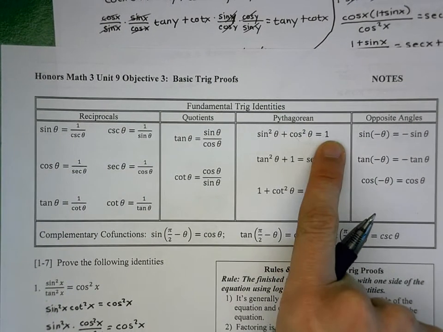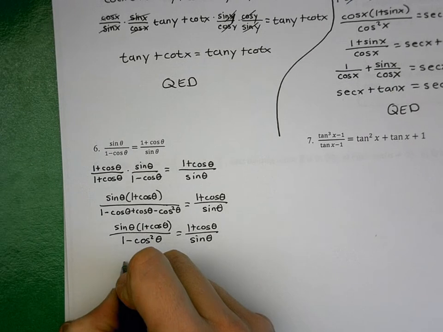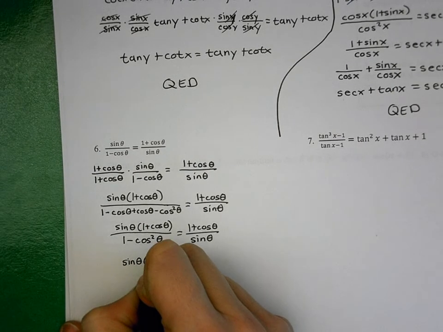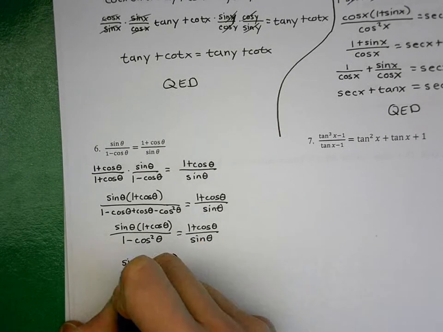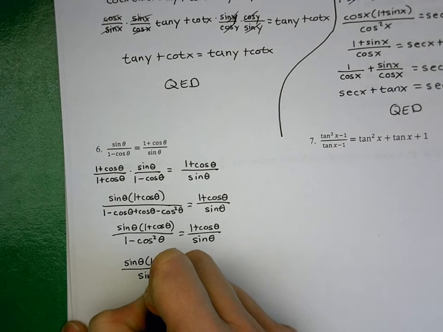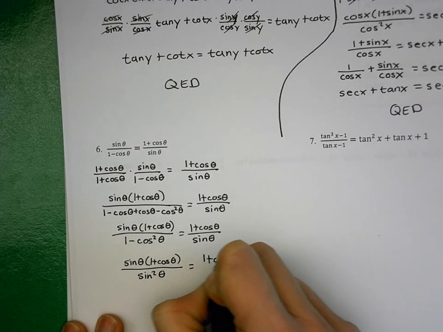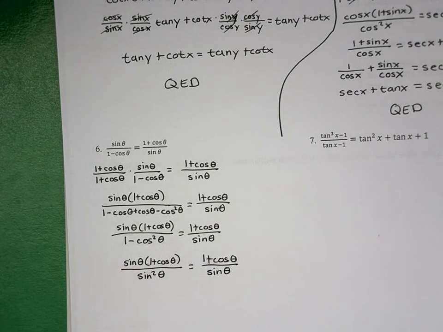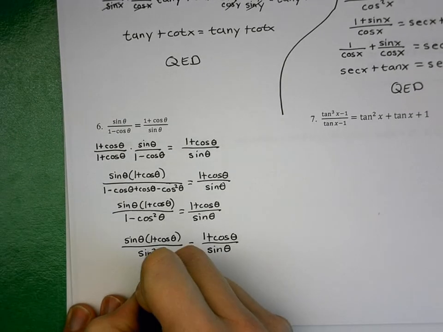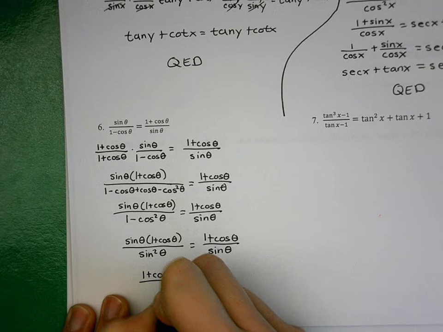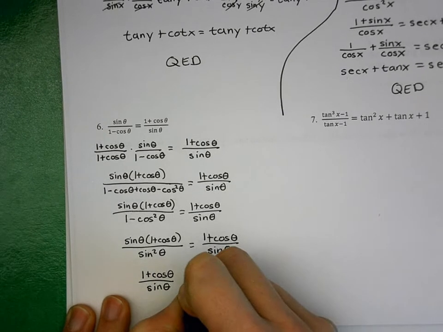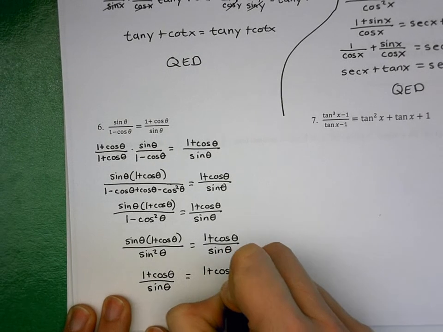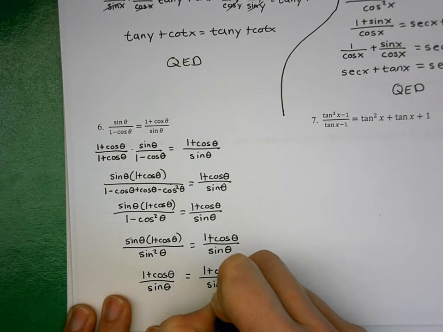Well, that's a Pythagorean identity. 1 minus cosine squared is sine squared. Now that we are there on our left, what could I do to change my left some more to get it to match my right? Well, I've got sines that can cancel here, which would leave me with 1 plus cosine in the numerator, a singular sine in the denominator, and what do you know? My left now matches my right, and my proof is done.